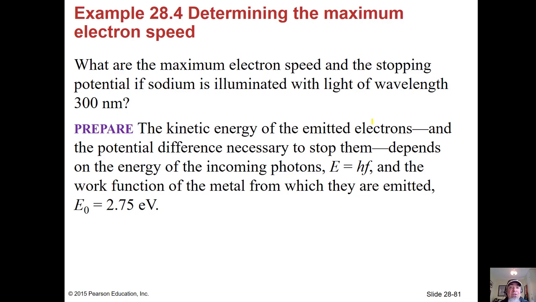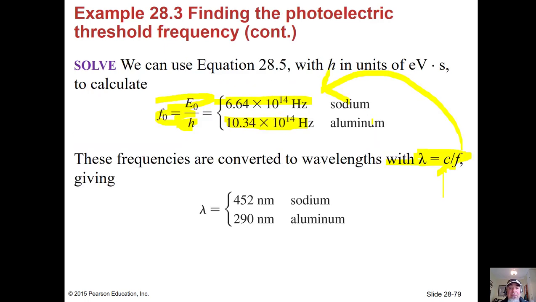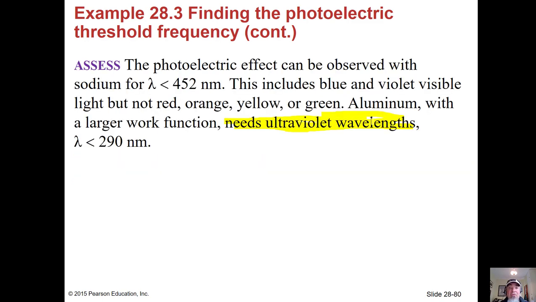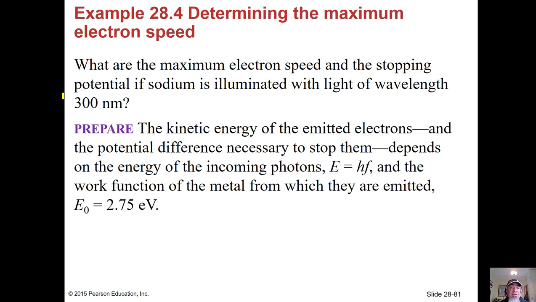Here's another example. What are the minimum electron speed and stopping potential if sodium is illuminated by a wavelength of 300 nanometers? Okay, so let's go back up to this. Cutoff wavelength for sodium 452. So here we have a wavelength of 300. So this is even more energy.